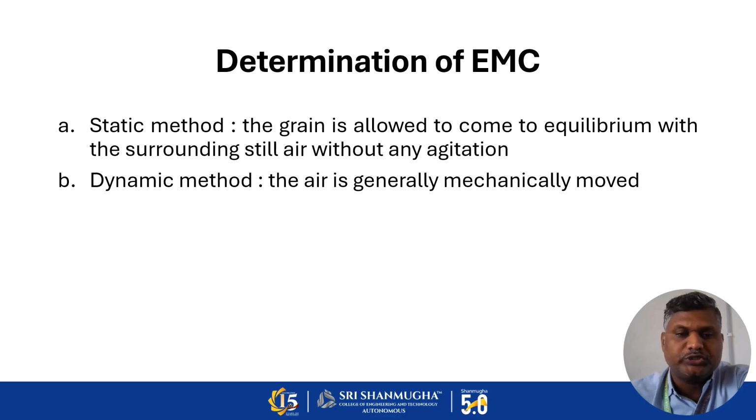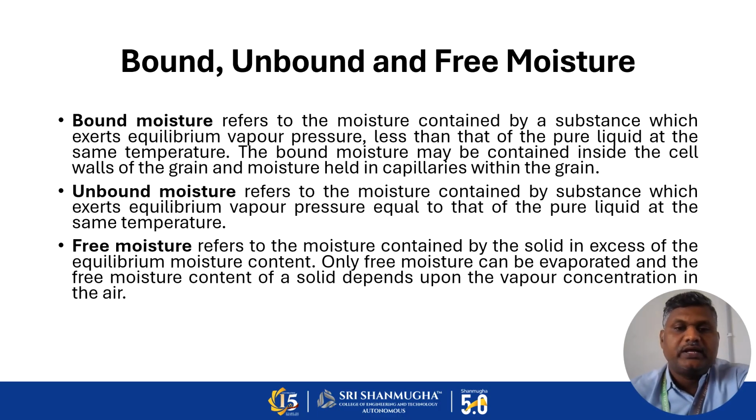Then there are three different kinds of water that occur in the moisture: bound moisture, unbound moisture, and free water. Bound moisture refers to the moisture contained by a substance which exerts equilibrium vapor pressure less than that of the pure liquid at the same temperature. Bound moisture may be contained inside the cell walls of the grain and held in capillaries within the grains.